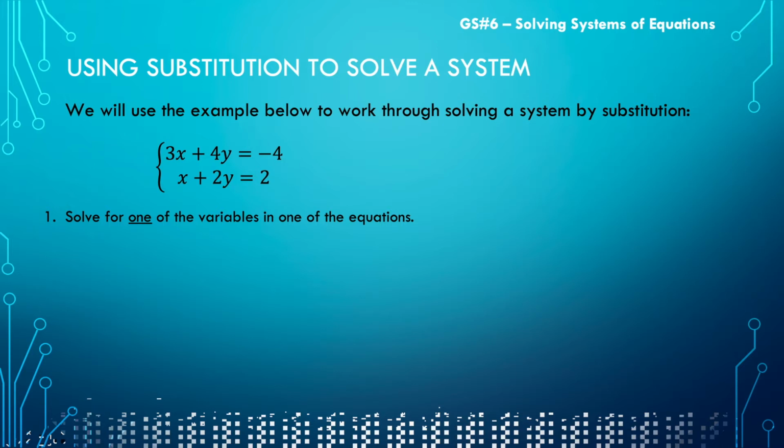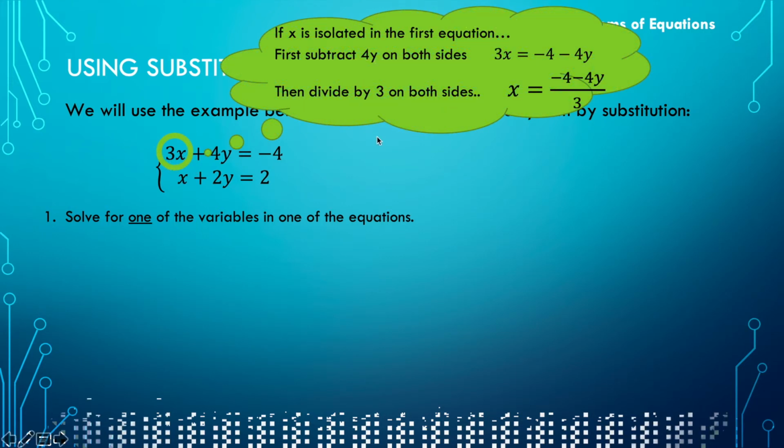Let's consider isolating the x in the first equation. If we do that, we would first subtract 4y on both sides and get 3x is equal to negative 4 minus 4y. And then we would divide out the 3 to isolate the x, and we would end up with this negative 4 minus 4y over 3, which, there's nothing wrong with that, except it's full of fractions. And for those of you who love fractions, I would go ahead and continue if you choose to. But I know many of you don't really enjoy working with fractions, and so let's try another alternative.